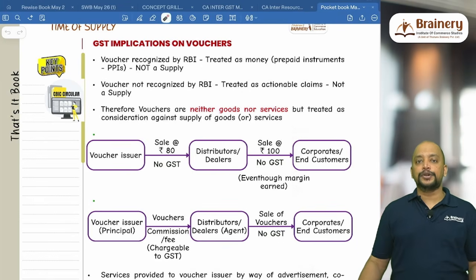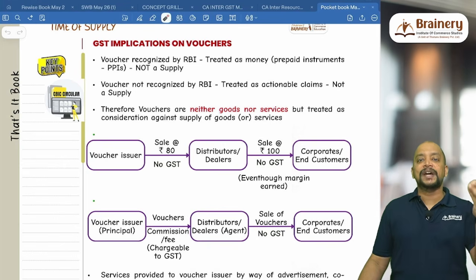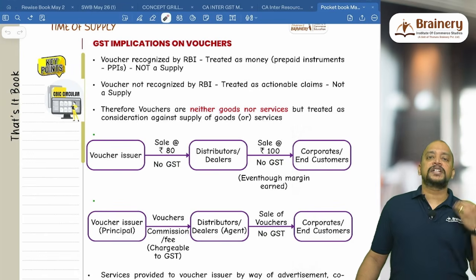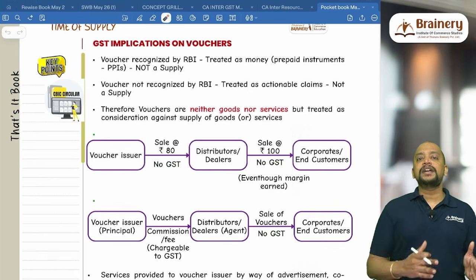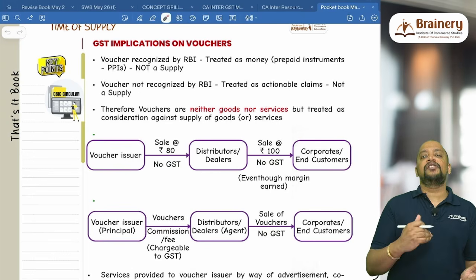Vouchers are divided into two: prepaid vouchers and gift vouchers. Prepaid vouchers means we spend money to buy the voucher, like Flipkart gift voucher or Amazon gift voucher or Shoppers Stop, Lifestyle, like that. A lot of shops where we can pay money and buy the gift voucher. So that is called prepaid vouchers. Prepaid instruments or prepaid vouchers are recognized by RBI. Due to that reason, it will fall under money.